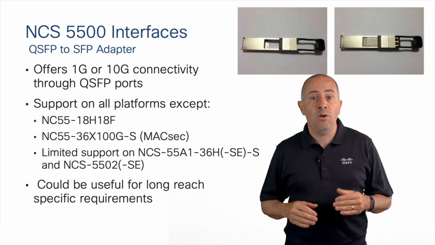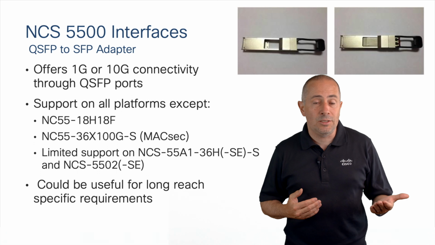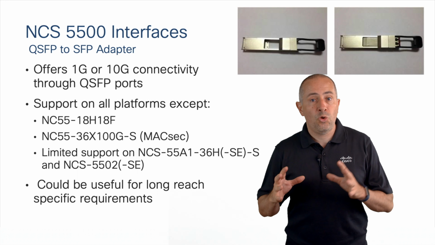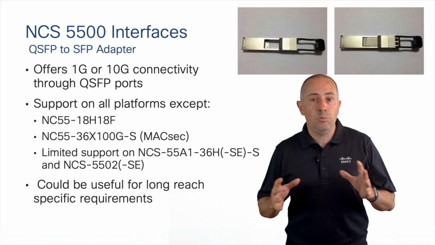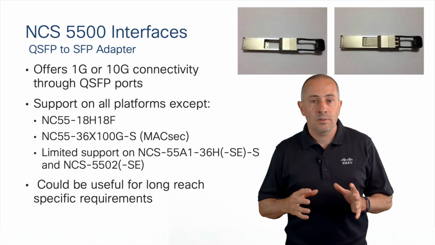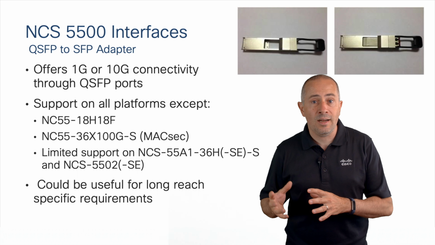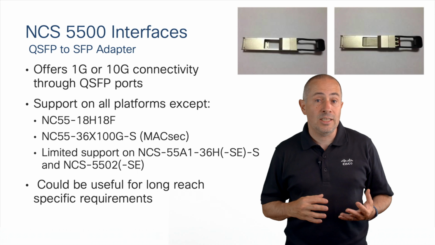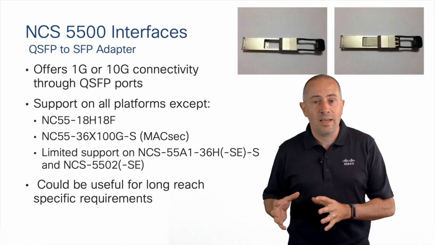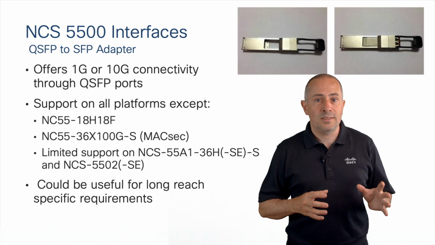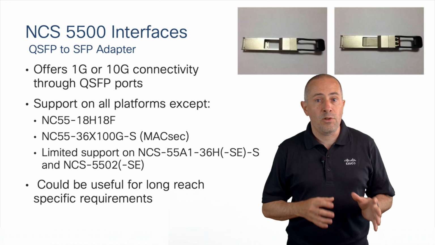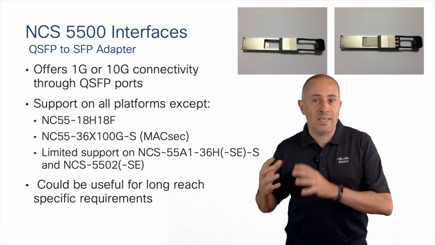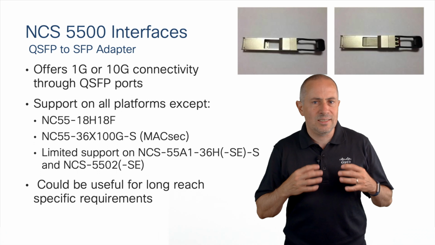Also, you may need a longer reach punctually, like 80 kilometers, at the expense of the bandwidth. QSA means QSFP to SFP adapter, and it supports 10 gig and 1 gig. It works with most of the systems and line cards with the following noticeable exceptions: the combo line cards 18H, 18F, the MACsec line card, and with the fixed systems 55A1, 36H, and 5502, we only support specific SFP optics, but it's mostly a testing effort.